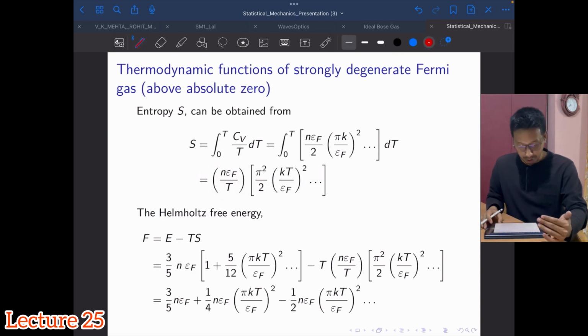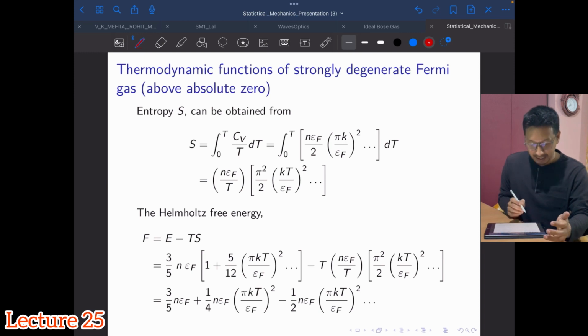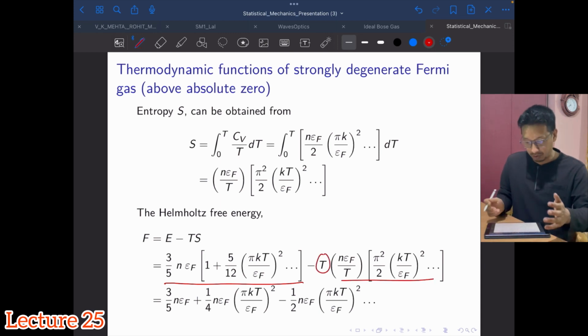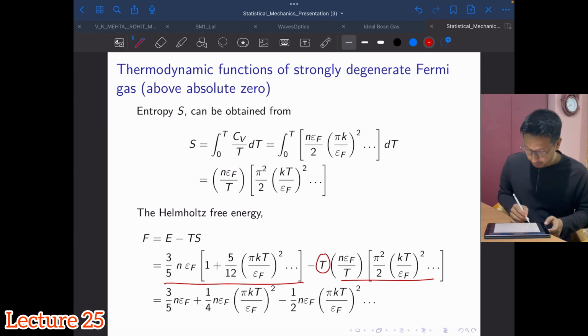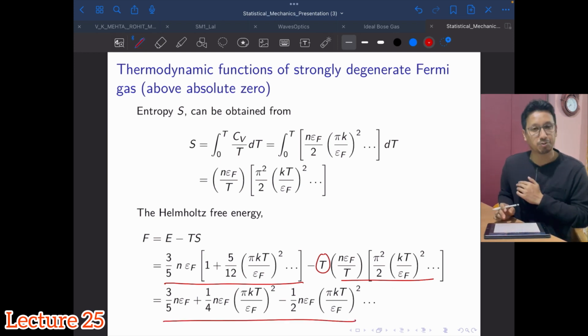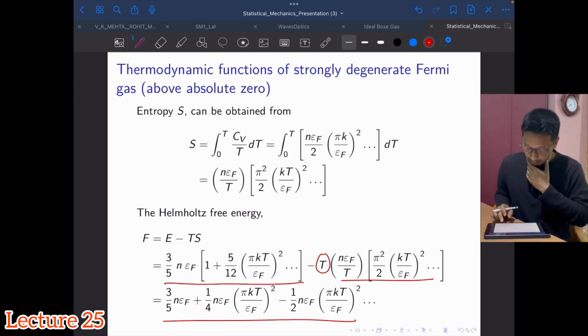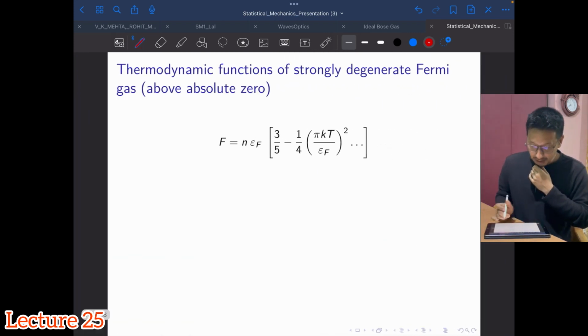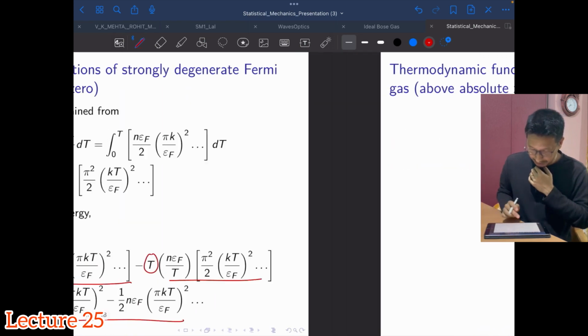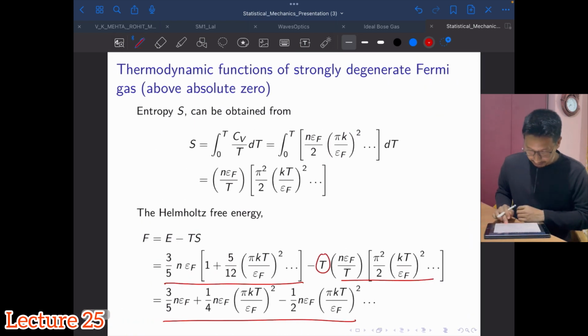Now you can calculate the Helmholtz free energy as well, which is given by E minus Ts. E is known to you, and T multiplied by s is known to you. Do the usual maths, and the first few terms you can obtain like this. So this is your expression for the Helmholtz free energy for the fermions at temperatures above absolute zero. Eventually you will get this after doing all the algebra.